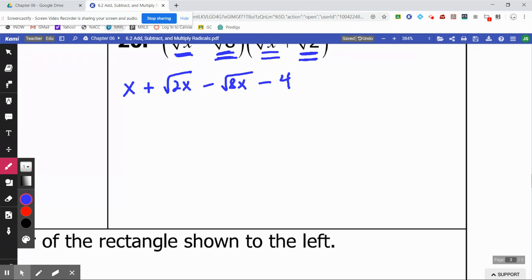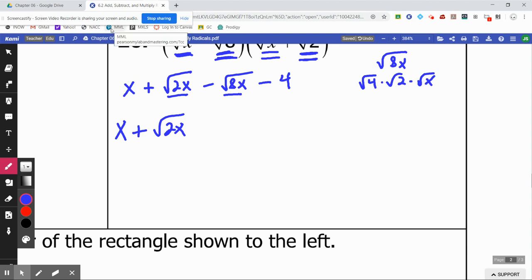Now, I know this is not going to simplify, but this will a little bit, so let's clean it up. So you have x. Let's bring everything else down. The square root of 8x, I'm going to split into the square root of 8 is the square root of 4 times the square root of 2, and I do not know the square root of x, so it's going to stay. So the square root of 4 is going to be a 2, and left underneath there is the 2x. So you have a minus 2 root 2x minus 4.